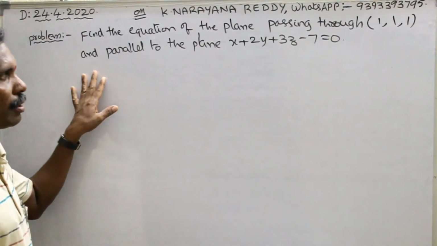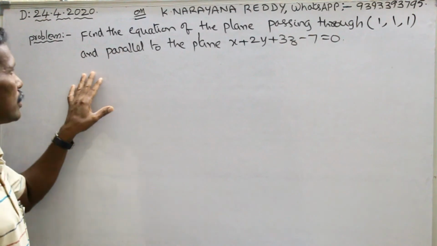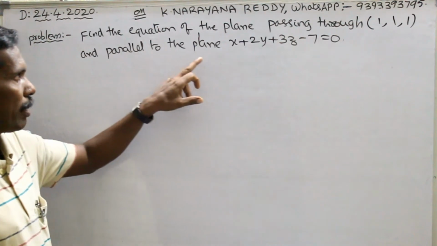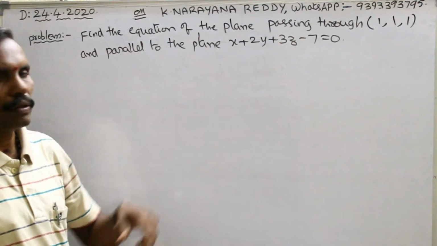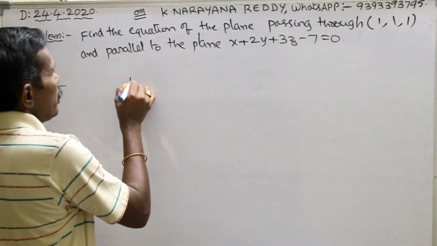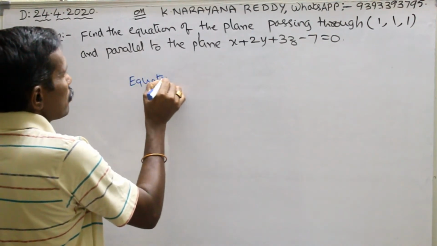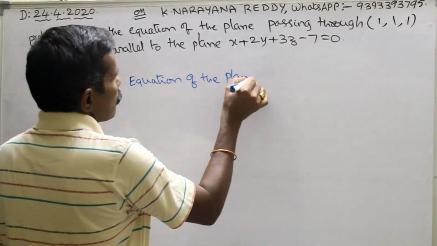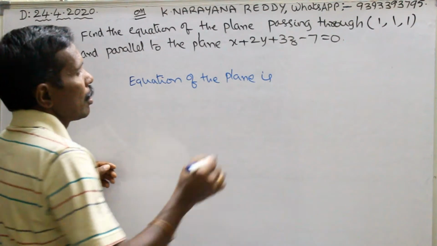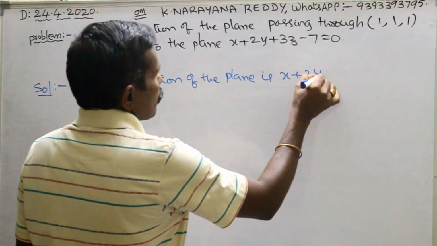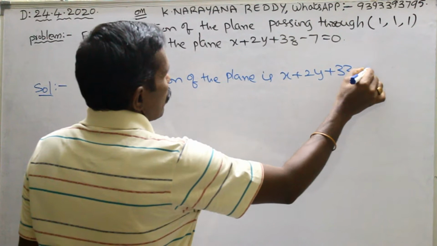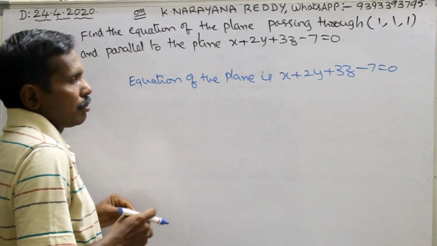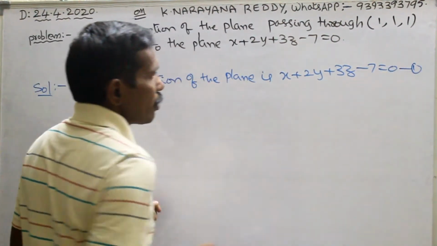See the problem. This problem regards planes. Find the equation of the plane passing through 1, 1, 1 and parallel to the plane x plus 2y plus 3z minus 7 equals 0. Equation of the plane is x plus 2y plus 3z minus 7 equals 0. This is number 1.